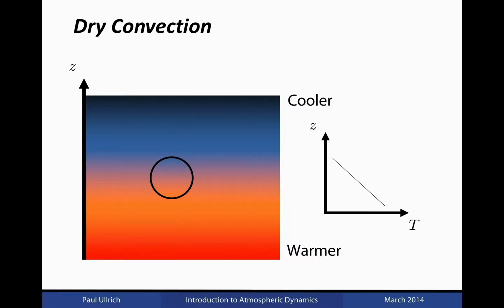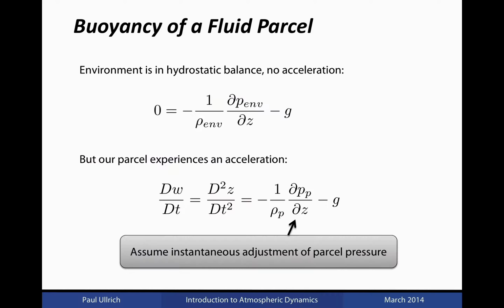Okay, returning to the fluid parcel model, let's consider what happens quantitatively. We consider a fluid parcel embedded in an environment that's in hydrostatic balance. That is, the environment has no acceleration associated with it and hence satisfies a hydrostatic balance law equal to the one given here. That is, there is a balance between pressure gradient force in the vertical direction and gravitational force. However, our parcel may experience an acceleration due to buoyancy.